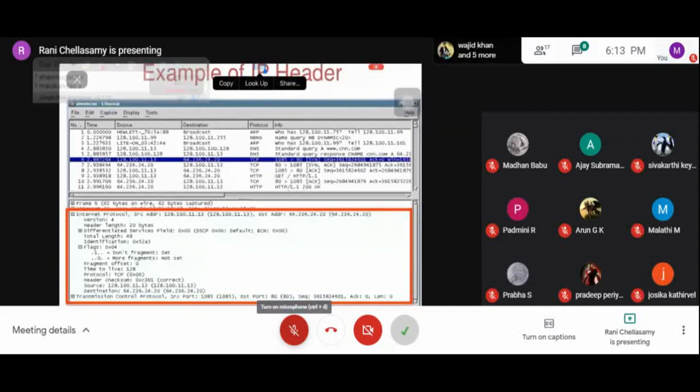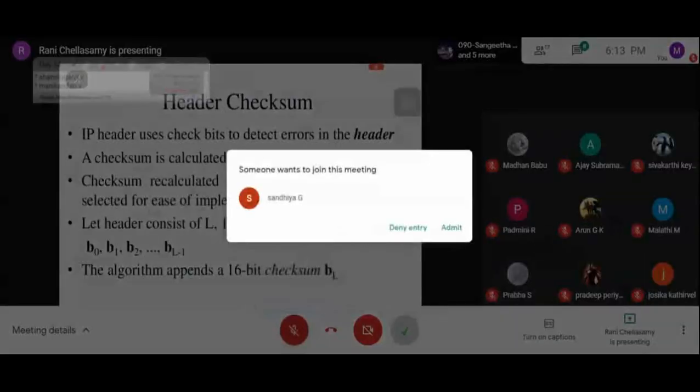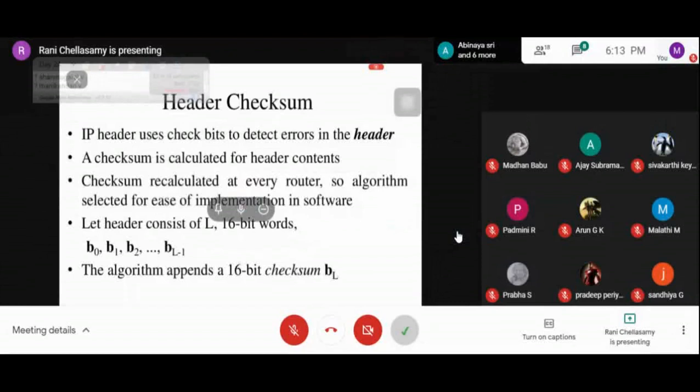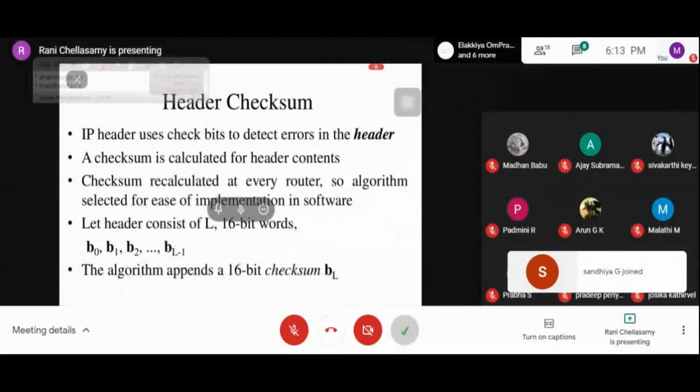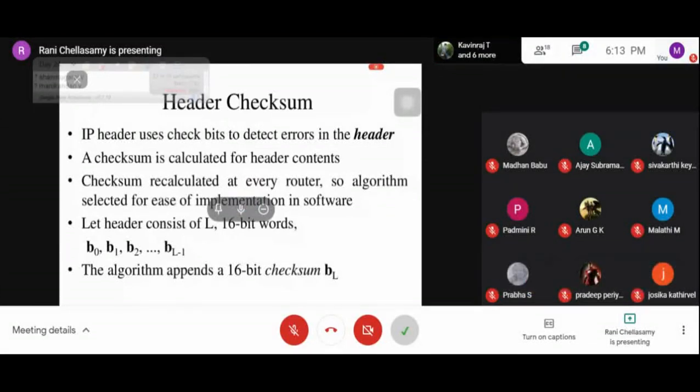Coming on to the checksum part, usually the checksum in the header field is used for error detection. The IP header will be using this check bit to detect the errors in the header, so it is calculated for the header content. Checksum is also recalculated at every router. So whenever the packet reaches the router, the checksum will do the error detection.